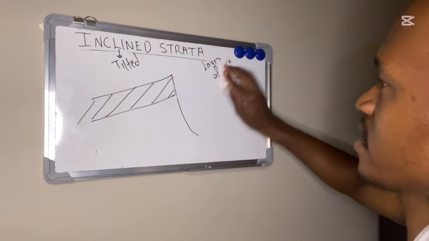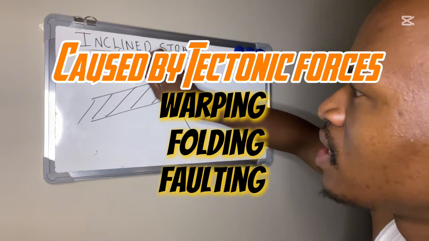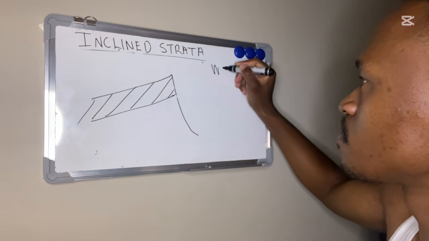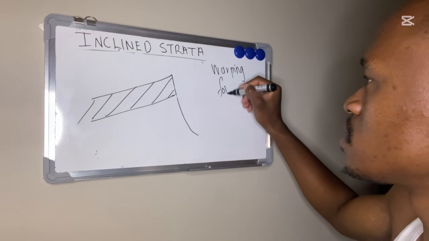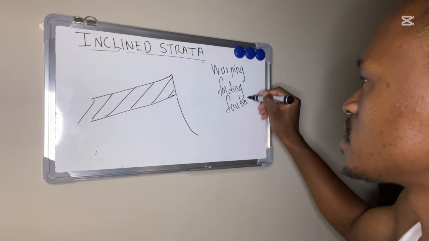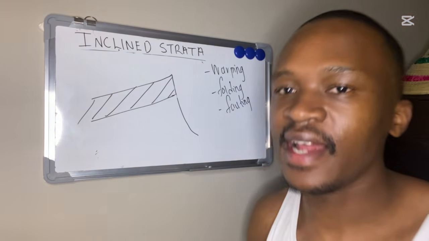Now, these inclined strata are caused by tectonic forces, right? If you remember from grade 10, we had these forces. We had warping, folding, and faulting, right? These three tectonic forces are the reason why we have inclined strata, right?